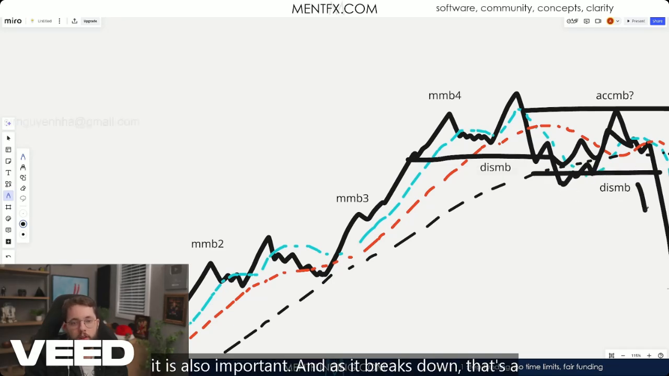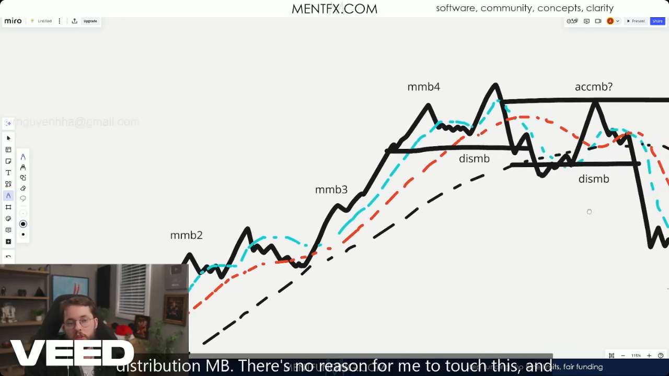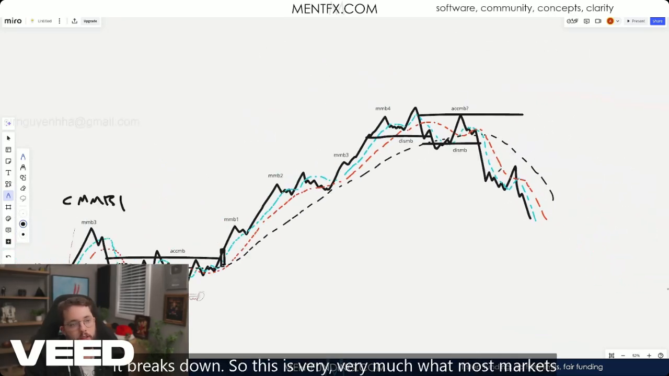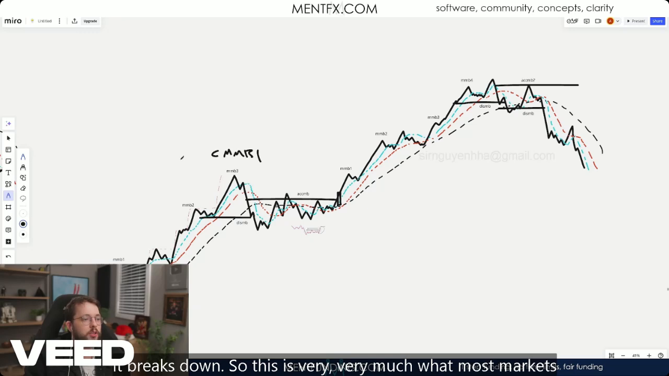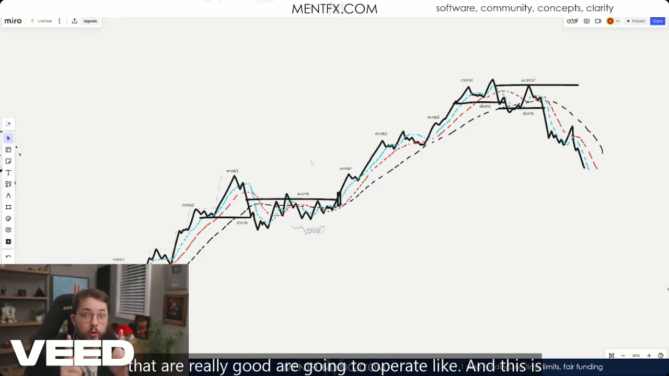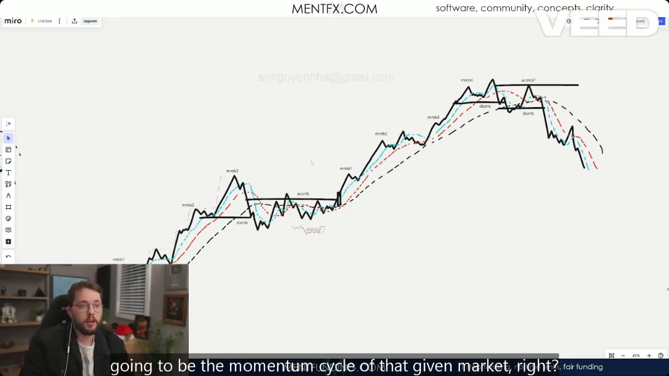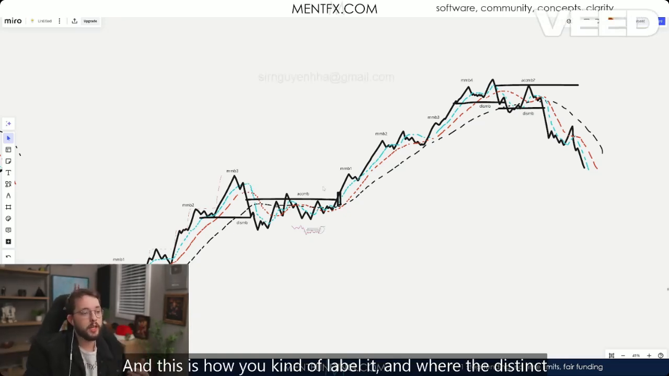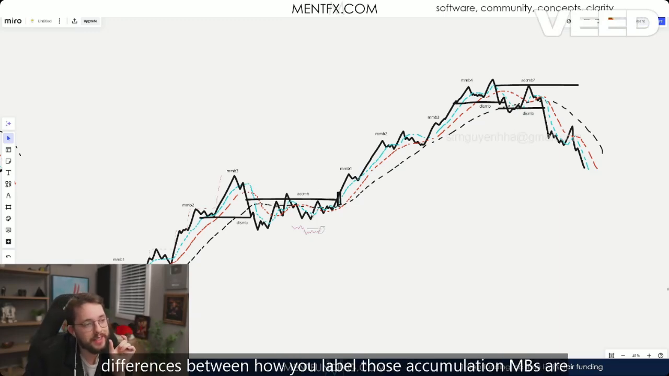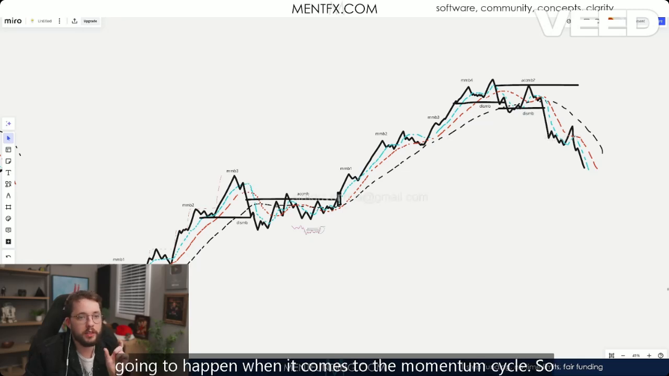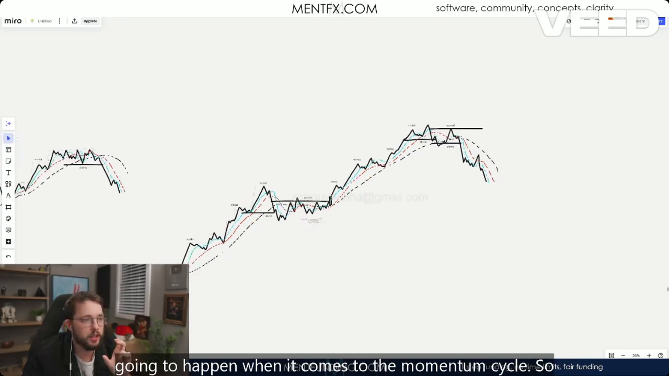And as it breaks down, that's a distribution MB. There's no reason for me to touch this. And it breaks down. So this is very much what most markets that are really good are going to operate like. And this is going to be the momentum cycle of that given market, right? And this is how you label it, and where the distinct differences between how you label those accumulation MBs are going to happen when it comes to the momentum cycle.